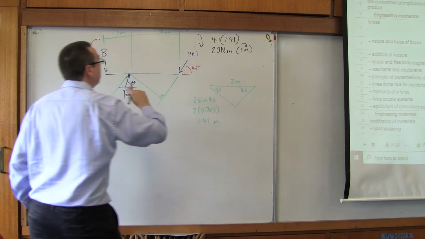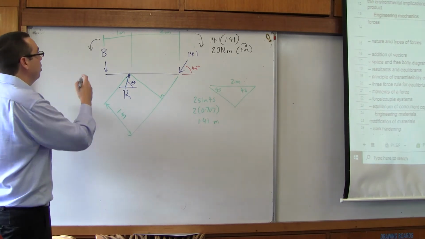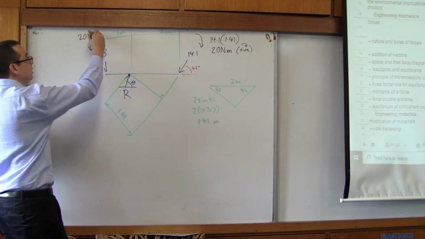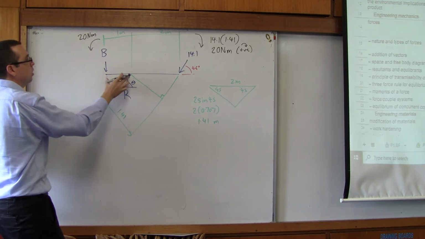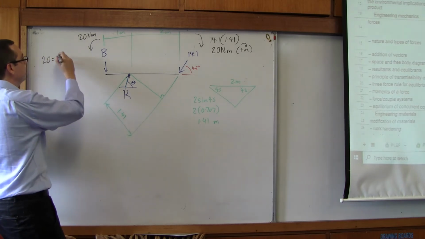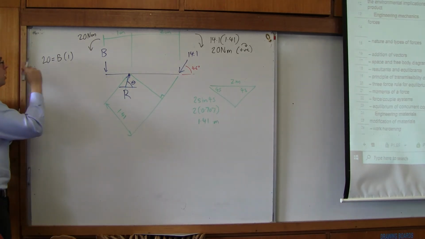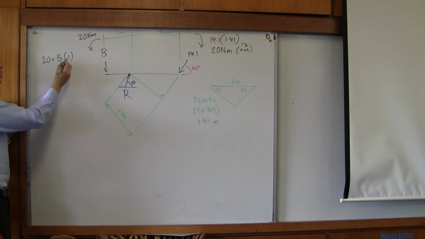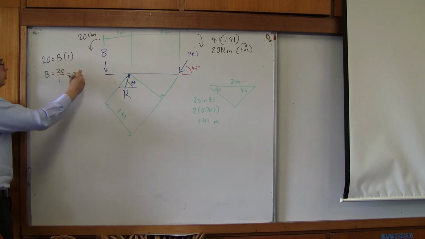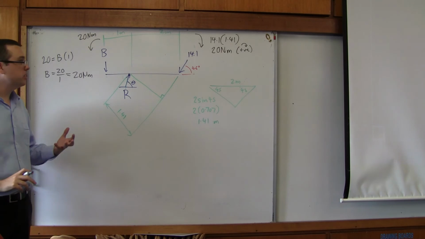Because it's clockwise, this side here, in order to keep this thing balanced, is going to need 20 newton meters anticlockwise. So this is going to have to equal 20 newton meters anticlockwise. And the distance is 1 meter. So what's the force B going to be? 20 equals force times distance, force of B times the distance of 1. Now it's a pretty tough equation, but let's see if we can figure it out. To get B on its own, we divide both sides by 1. So B is going to equal 20 divided by 1, which is 20 newtons. So that's the force we need to balance it.